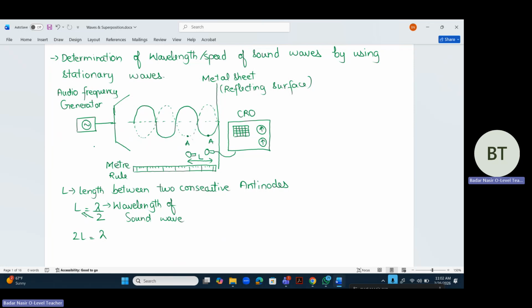Now the frequency of the sound wave is already known to us through the audio frequency generator. ठीक है. So इसकी frequency है f. So f पता है, मुझे wavelength भी पता है, तो can I find out the wave speed using the formula v is equals to f lambda? So this is how, with the help of stationary or standing waves, you can determine the wavelength, or you can also determine the wave speed of a sound wave. If anybody has any questions, please feel free to ask right now.